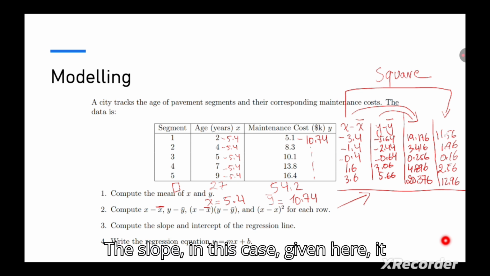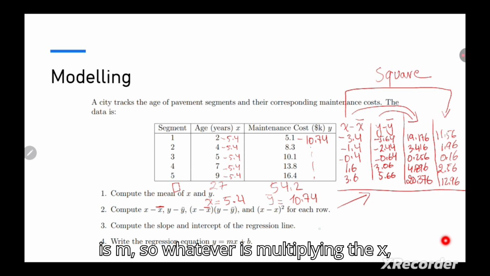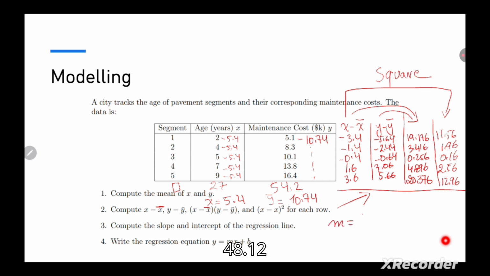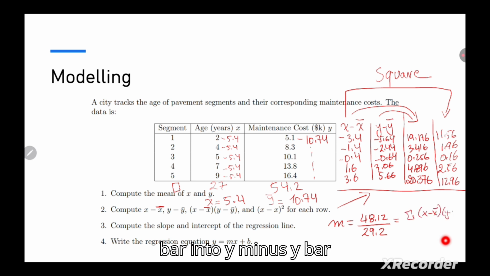The slope, in this case, is m. So whatever is multiplying the x, the equation for it would be: m here is 48.12 over 29.2, which is, in this case, sigma of x minus x bar times y minus y bar, over what? Sigma of x minus x bar squared.